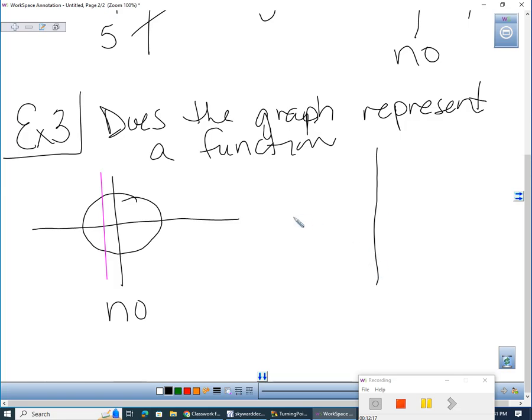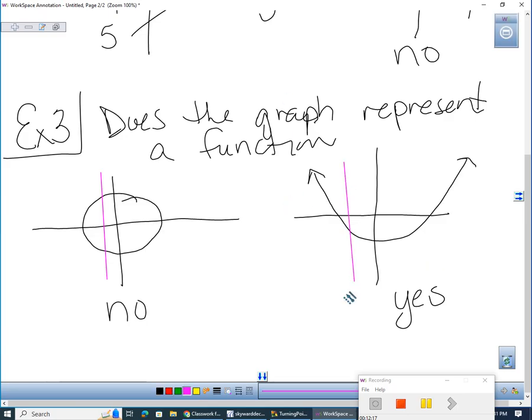All right, if I have something that looks like this, how about this one? This is a yes, right? If I were to draw my vertical line down, it only crosses it in one spot. Okay, is there any question with that? Awesome. All right. Now the next section, we are all the way up to question number 9.